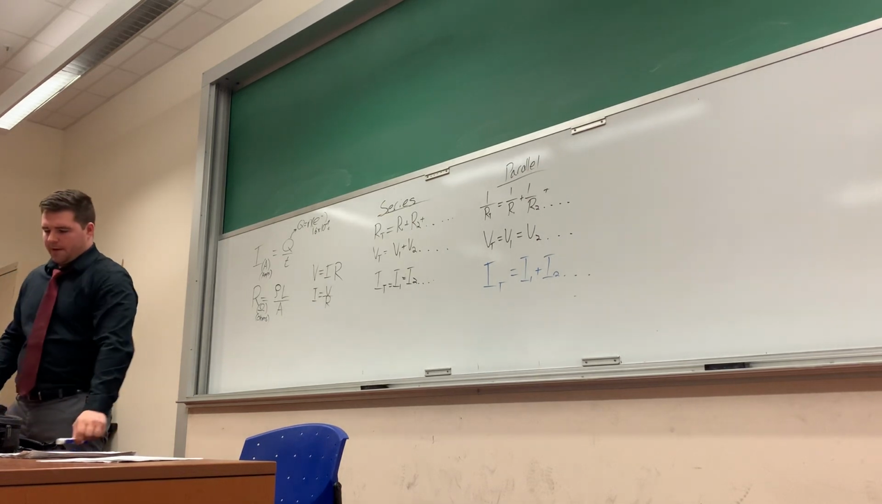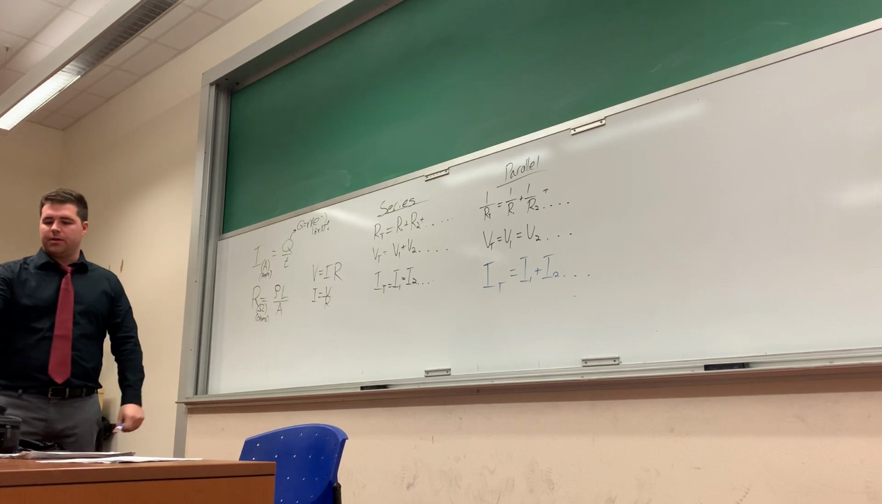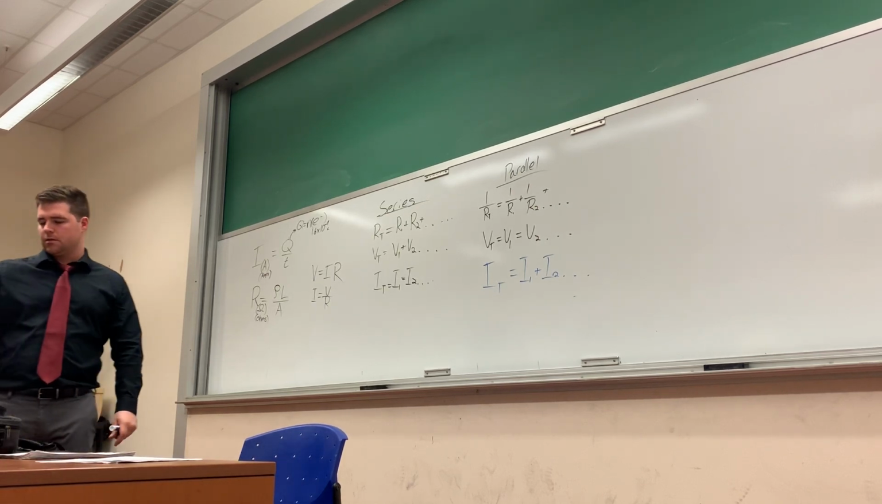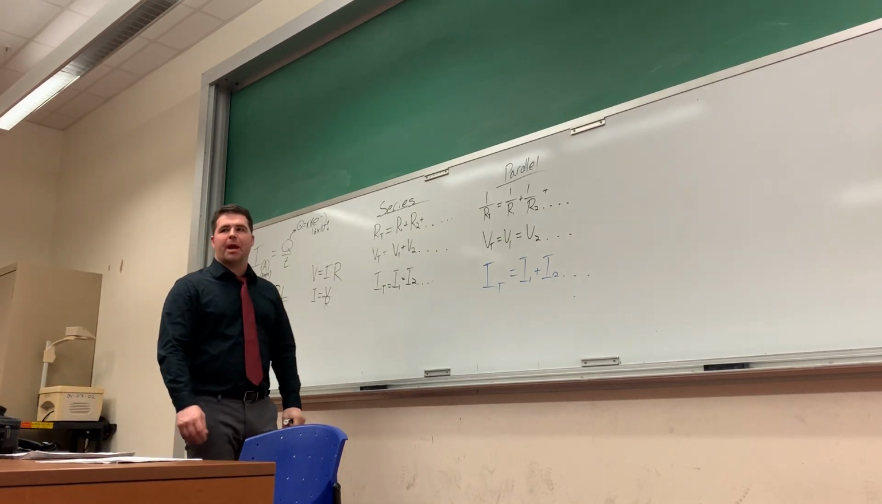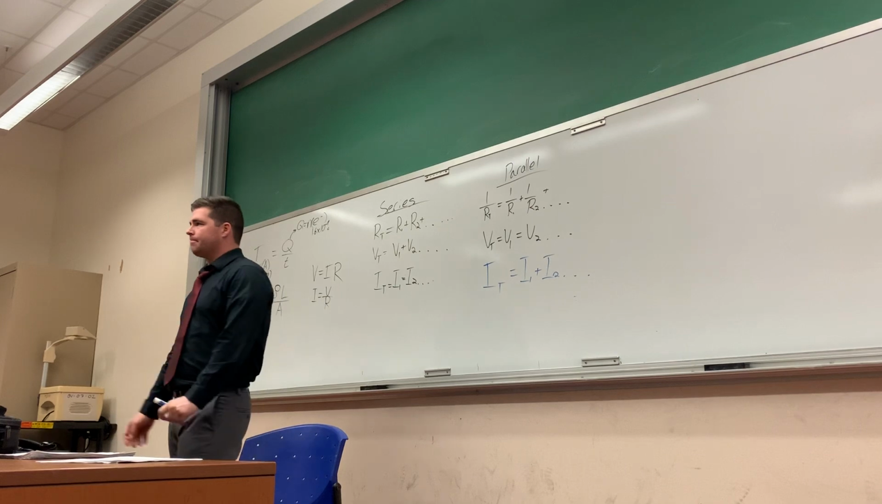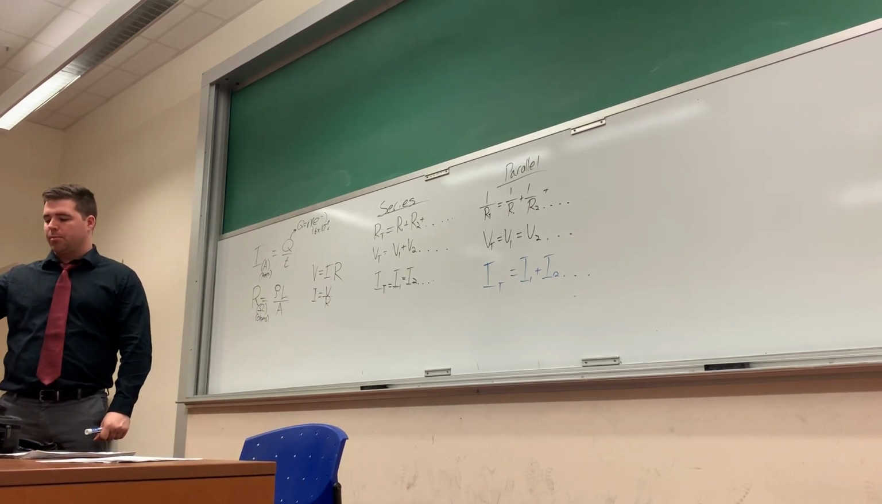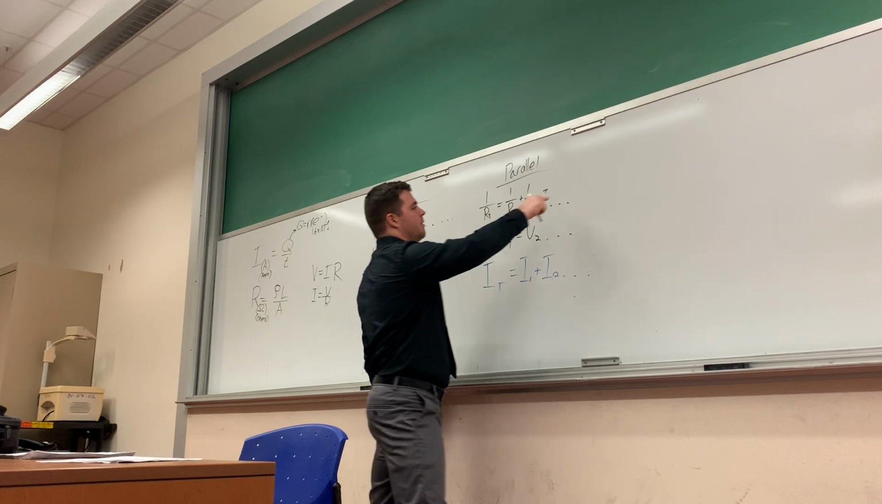Number 1, we have to find the total resistance or equivalent resistance. 1A, what type of circuit is that? Series or parallel? Parallel, right? There's no way to draw a complete path that goes through every resistor. So in that one, we would have to use this formula.